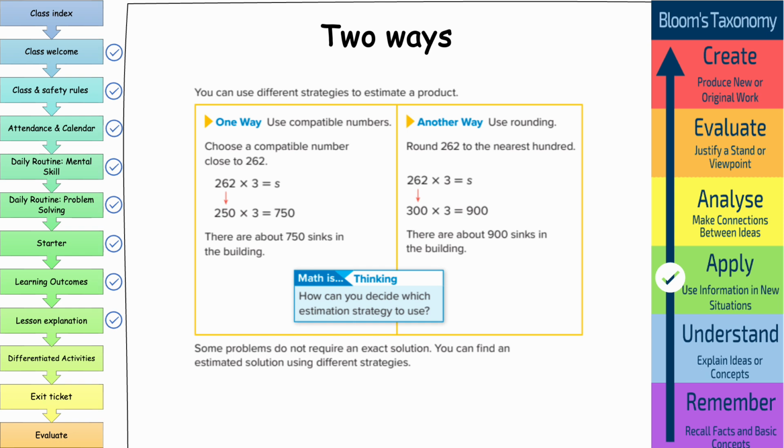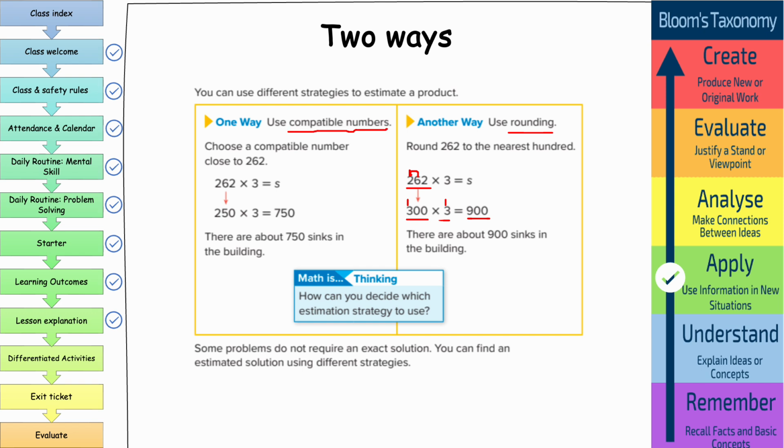There are 2 ways to estimate a product. The first way that I did with you in the previous slide was rounding. I rounded to the nearest 100. So 262 becomes 300 because the 6 rounds up the 2. So 300 times 3 is 900. How did you know? 3 times 3 is 9, and then I added the 2 zeros that are left in the equation. So it becomes 900.